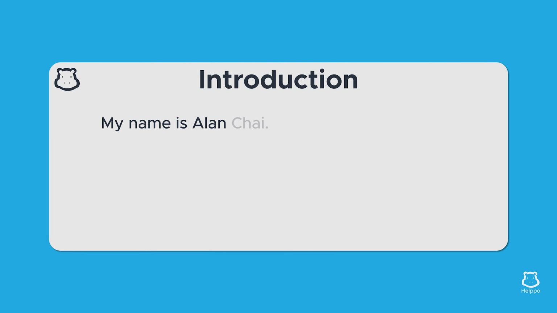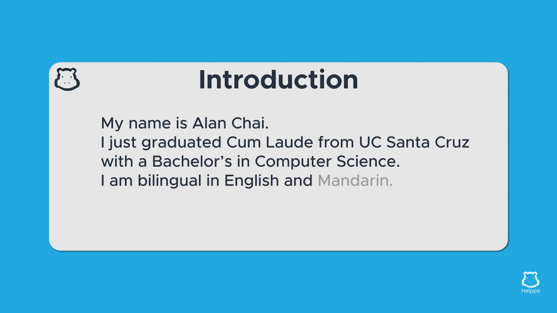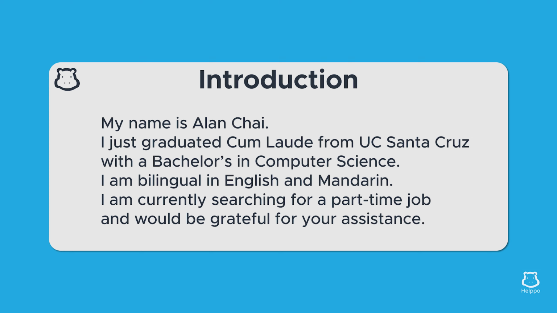My name is Alan Chai. I just graduated cum laude from UC Santa Cruz with a bachelor's in computer science. I am bilingual in English and Mandarin. I am currently searching for a part-time job and would be grateful for your assistance. Now, in the second paragraph, it says to explain what sort of job we would like. As we stated in our last paragraph, you graduated with a bachelor's in computer science and speak 2 languages. You can tie your second paragraph to your first, like this.